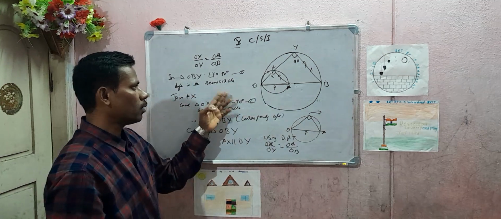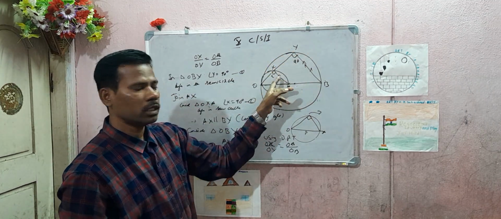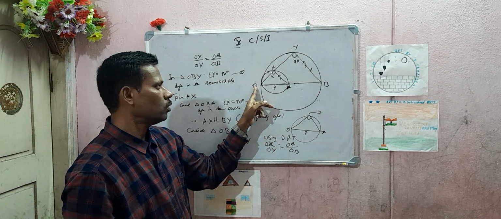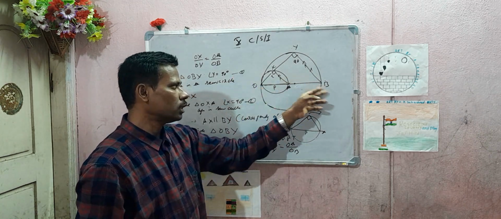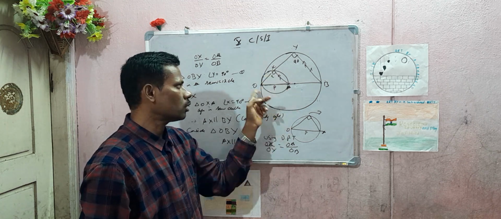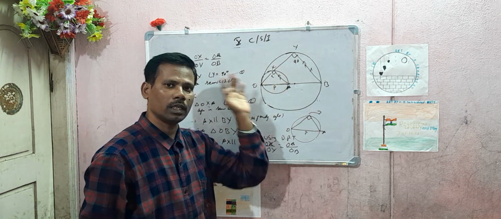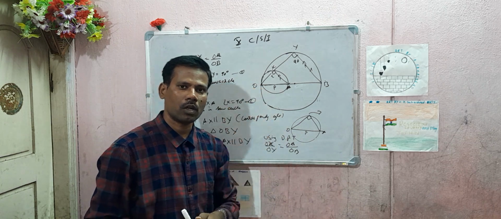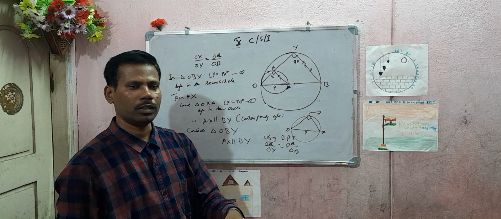Once again, I will recap what we have done. There are two circles. They are touching internally at the point O, and given that OB is the diameter for the big circle, the small circle is also passing through the center. They have the same center. Concentric circles means circles having the same center.